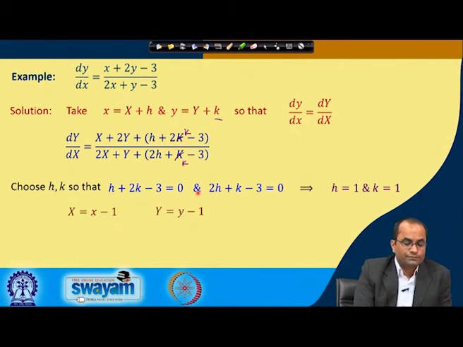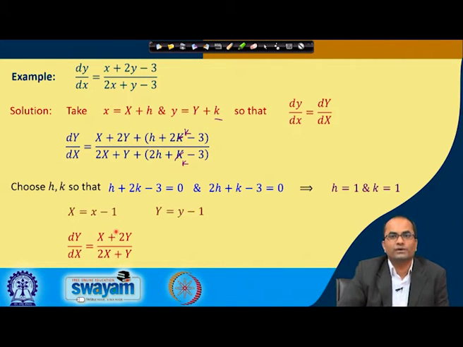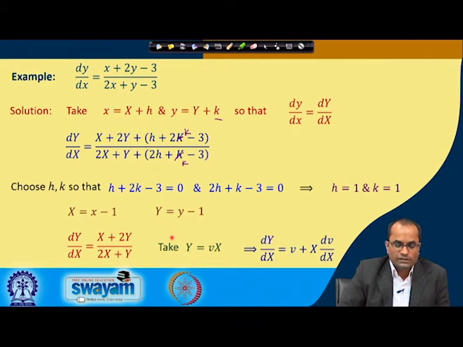That means our substitution is big X is equal to x minus 1 and big Y is equal to y minus 1, and now we can substitute in this equation. Naturally, this term is 0, this term is 0, and we have the homogeneous equation, which we know how to solve. So, we need to again substitute y is equal to Vx as explained before for the homogeneous equation, and then that will give us dy over dx in terms of big Y and big X, v plus x dv over dx.